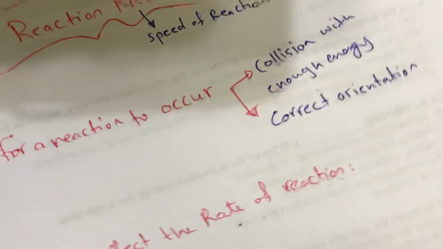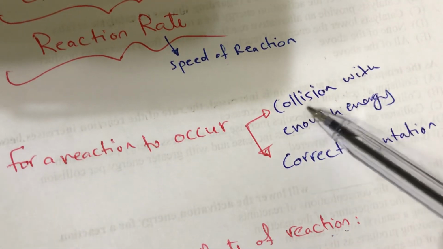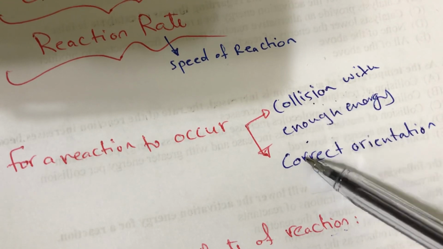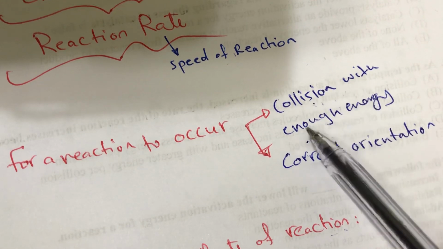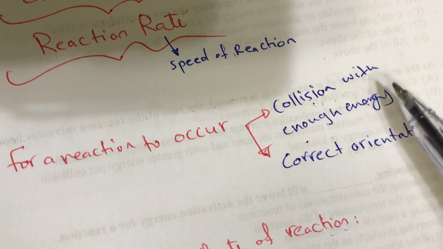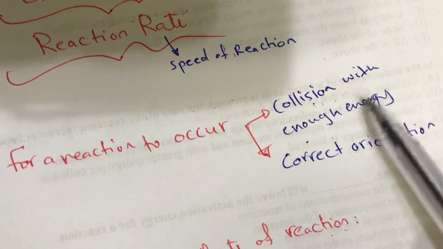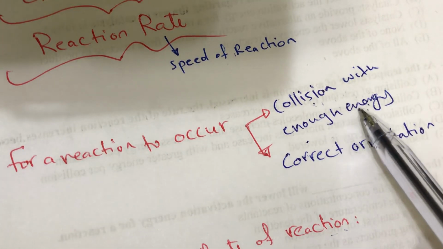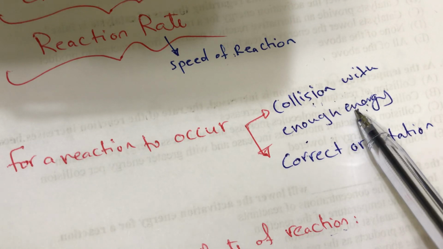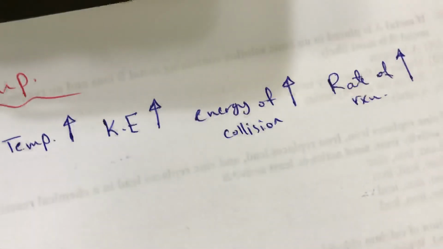So here again, any factors that affect these conditions will affect the rate of reaction. So here the first one, collision with enough energy. So as temperature increases, the collision between particles increases and the energy produced from the collision increases, so the rate of reactions increases.